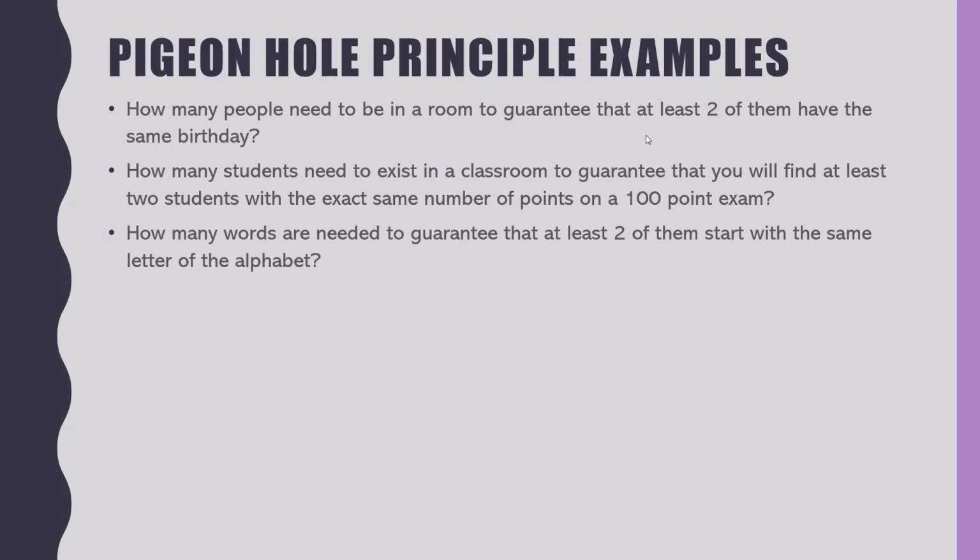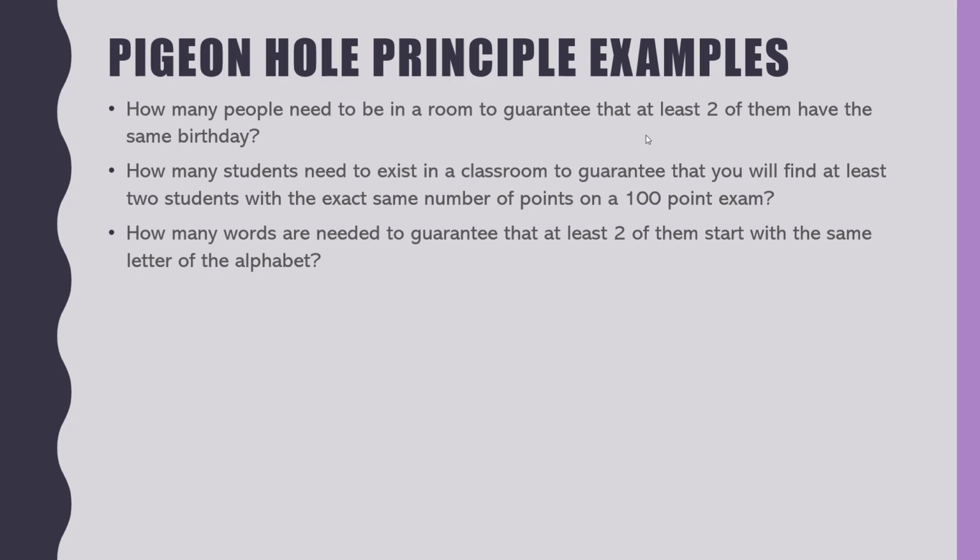So any thoughts on any of these? Do we know the answer to any of those? 367. So 367 for the birthday one. Why? Leap year. Say again? Number of days in the year plus leap years. Right. There are 365 days in a year normally, but if you count a leap year that has February 29th, that year has 366. There are 366 possible birthdays. Everybody's born on one of those 366 days.